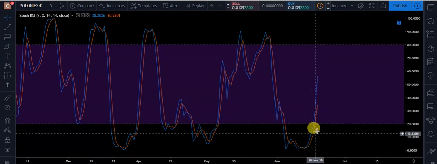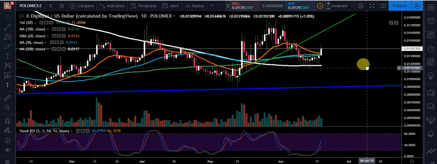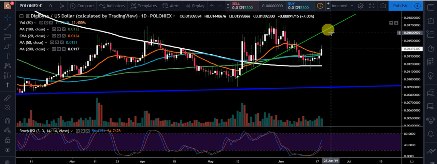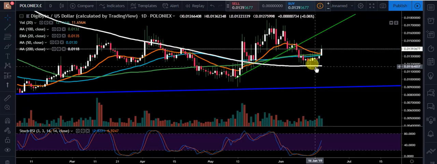Digibyte, look at this stochastic cross to the upside. That's looking beautiful on the 1 day. So we have plenty of room to run. Volume's coming back in. Guys, Digibyte's not looking too bad, looking like it's trying to make another play back up. Do you see the trend line we were looking at in the last Digibyte video? We broke down out of that.